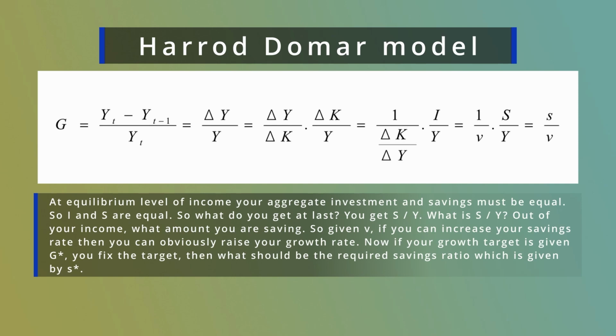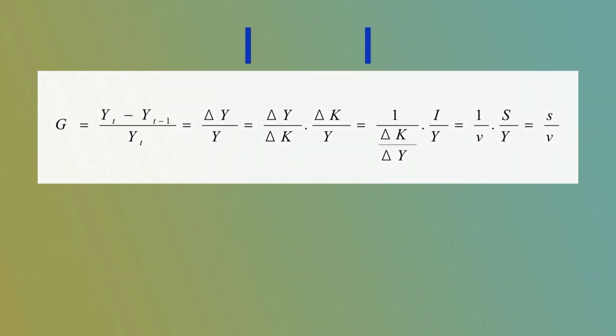You get S by Y. What is S by Y? Out of your income, what amount you are saving. So given V, if you can increase your savings rate, then you can obviously raise your growth rate. Now, if your growth target is given, G star, you fix the target, then what should be the required savings ratio, which is given by S star? This S star can be determined by multiplying the incremental capital output ratio with your targeted growth rate.